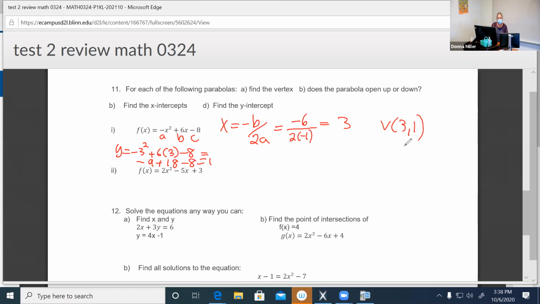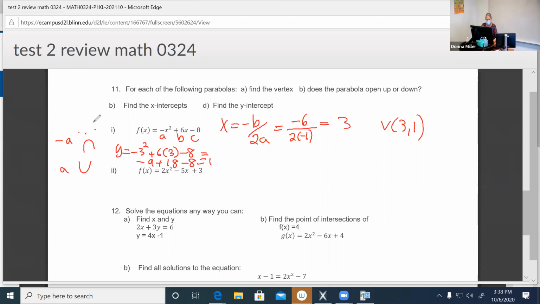So without a calculator, does it open up or down? Opens up. Anybody disagree? I do. Oh, wait. The leading term is negative, right? It's a sad person. So a negative leading term opens down, a positive leading term opens up, right? But you can always graph it on a calculator.